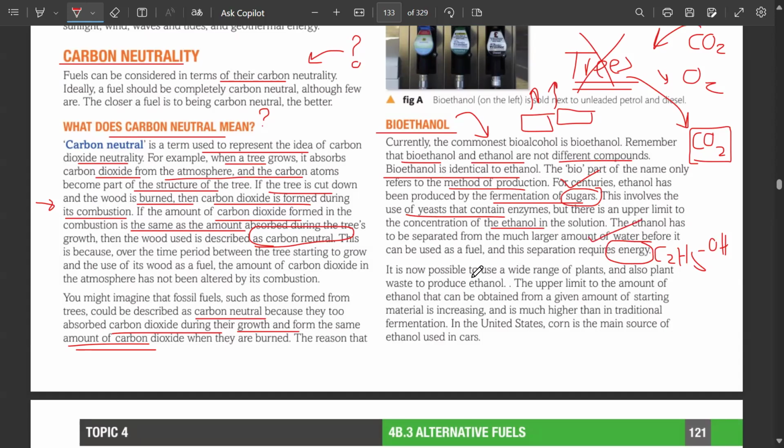It is now possible to use a wide range of plants and also plant waste to produce ethanol. The upper limit to the amount of ethanol that can be obtained from a given amount of starting material is increasing, and it is much higher than in traditional fermentation. In the United States, corn is the main source of ethanol that is used in cars.